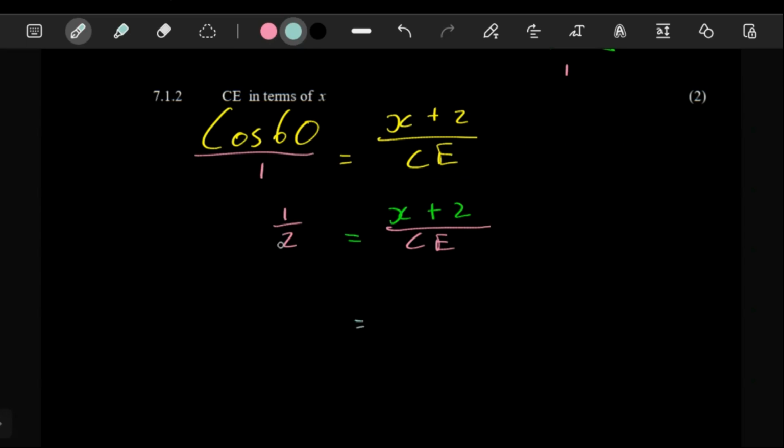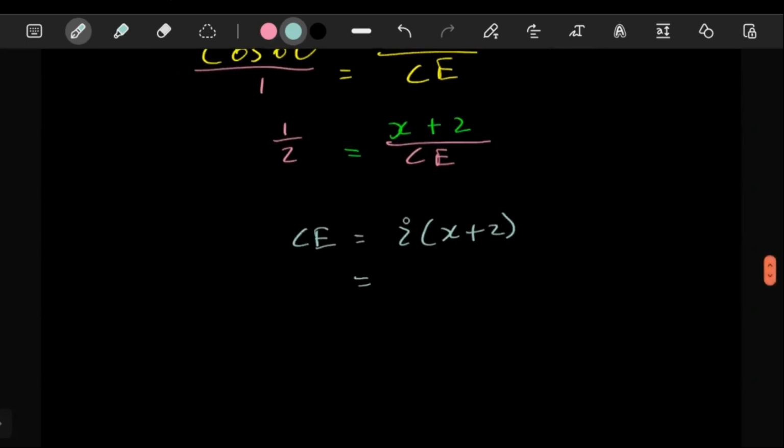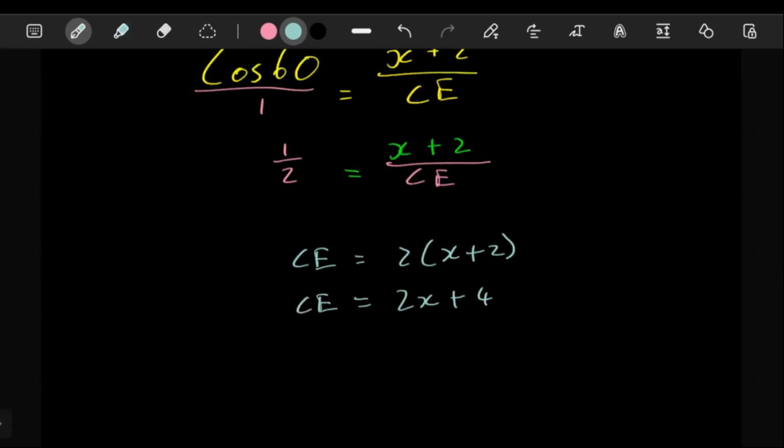So we can cross multiply. 2 times the x plus 2 there, CE times the 1. And then we're going to multiply inside. 2 times x is 2x. 2 times 2 is a 4. This is like CE, right? And then that'll be that. You'll get your 2 marks.